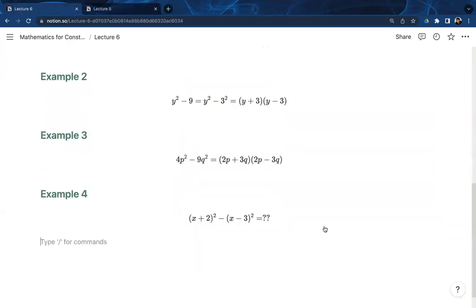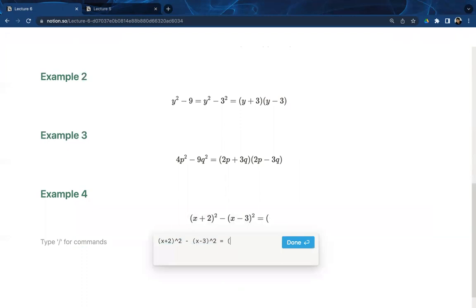But if you can recognize the difference of two squares, it's actually easier. Okay, this is A squared and this is B squared. So A is x plus 2 and B is x minus 3. So I could write this as a product of two brackets. What is A? A is x plus 2. So I write x plus 2. And what is B? B is x minus 3. So I could add x minus 3, and I could subtract x minus 3, okay?